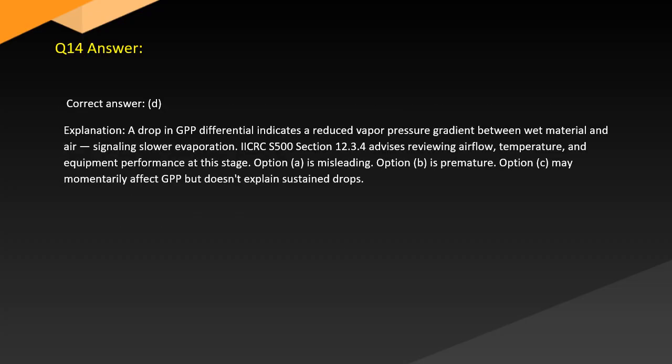Answer. Correct answer: D. Explanation: A drop in GPP differential indicates a reduced vapor pressure gradient between wet material and air, signaling slower evaporation. HRConquer Section 1.2.3.4 advises reviewing airflow, temperature, and equipment performance at this stage. Option A is misleading. Option B is premature. Option C may momentarily affect GPP, but doesn't explain sustained drops.